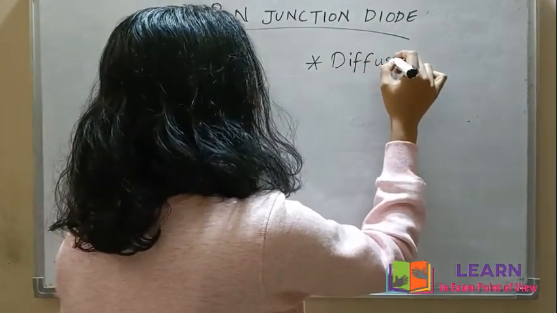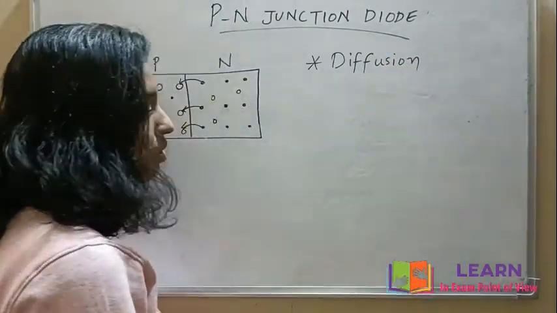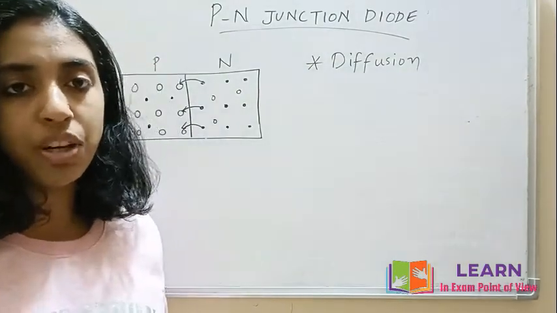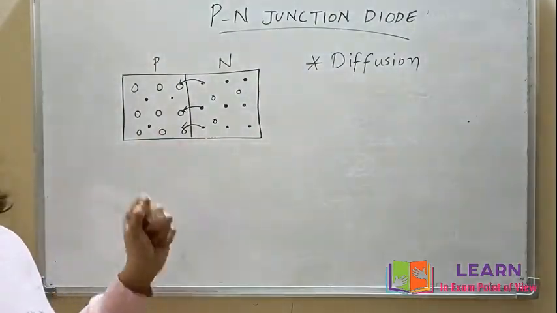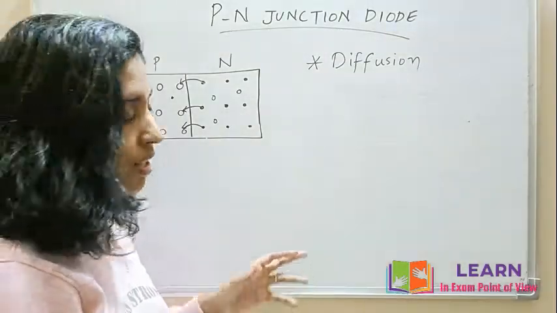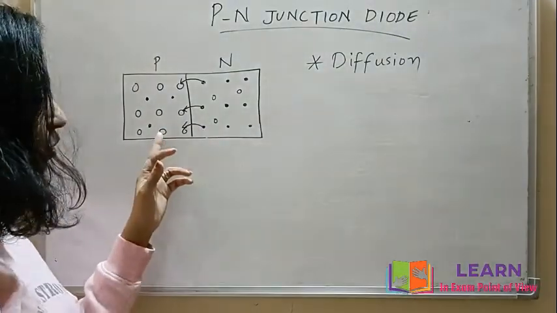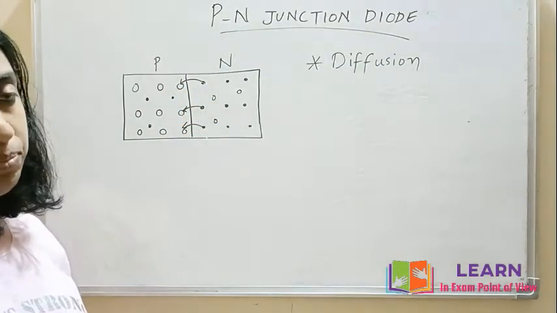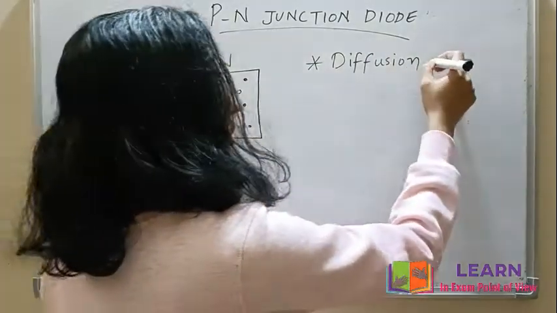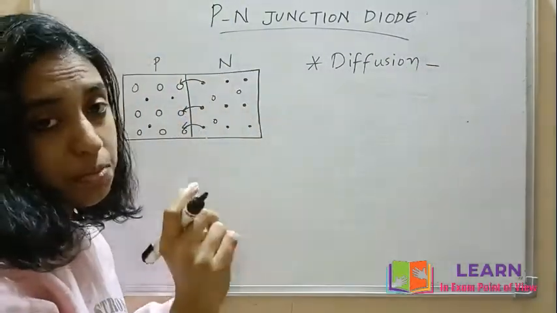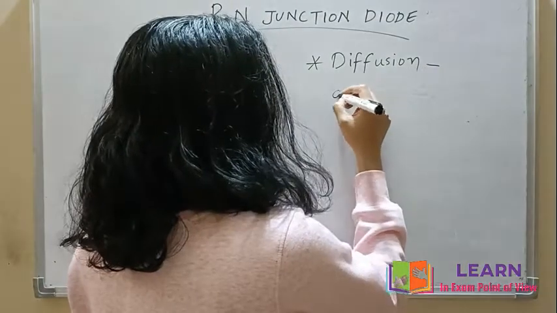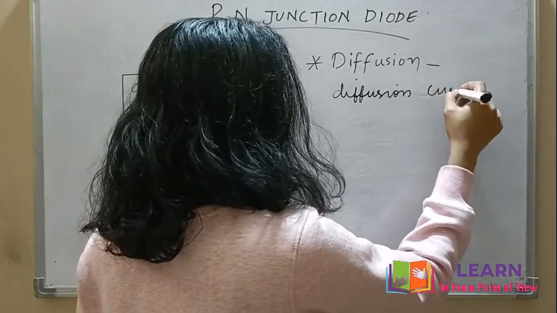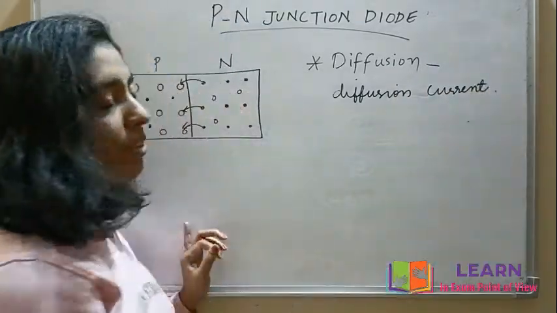Find these terms, because with these key points you can make the explanation. By expanding each point you can make it. So what is happening first? Diffusion is happening, that is, electrons from n-type diffuse to p-type holes. Due to that movement of electrons, a small current is produced. That is known as what? Diffusion current. That current is known as diffusion current.